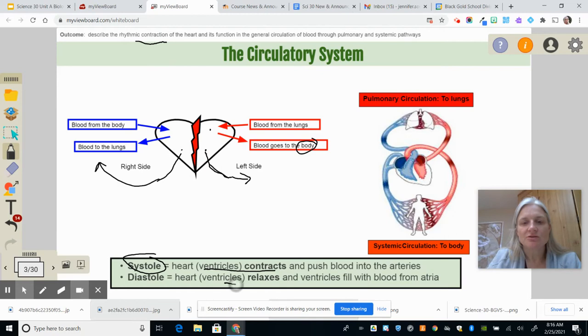When the ventricles are relaxed, that is when they're filling with blood because the atria, the chambers on the top, are contracting and pushing the blood down. So both sides of the heart contract at the exact same time. So top, bottom to get your heartbeat. Also, we want to understand how the pulmonary and systemic pathways work together.